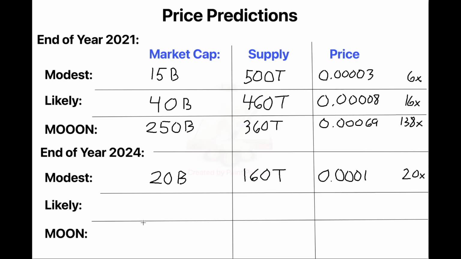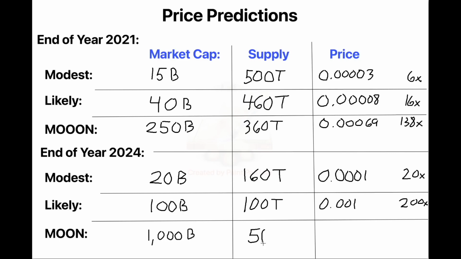My likely prediction in 3 years would be $100 billion market cap and $100 trillion in supply, leaving us with a price of 0.001 or 1/10th of a penny, or a 200x jump from here. And my moon prediction for 3 years, it matches Bitcoin as a store of value, huge global support, used throughout Africa. If all these came true, we could potentially see a $1 trillion market cap for Safemoon. And if we can burn that supply down to 50 trillion coins left, that would leave us with a price of 2 cents or 4,000x from here.